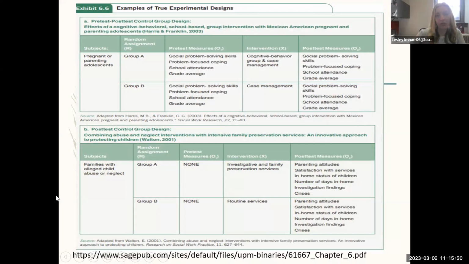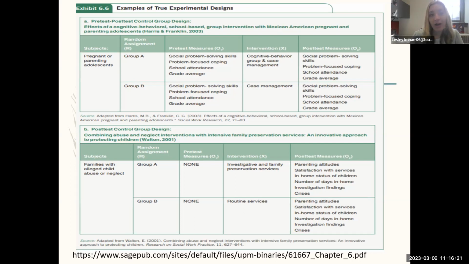So I want to walk you through two examples of true experimental designs. The first one, on the top: let's say we have our subjects, which are parenting and pregnant adolescents. We are going to randomize that group into group A and group B. We are then going to involve pretest measures, because we really want to understand their baseline. What are their social problem solving skills? What is their problem-focused coping? What's their school attendance, and what's their grade average?